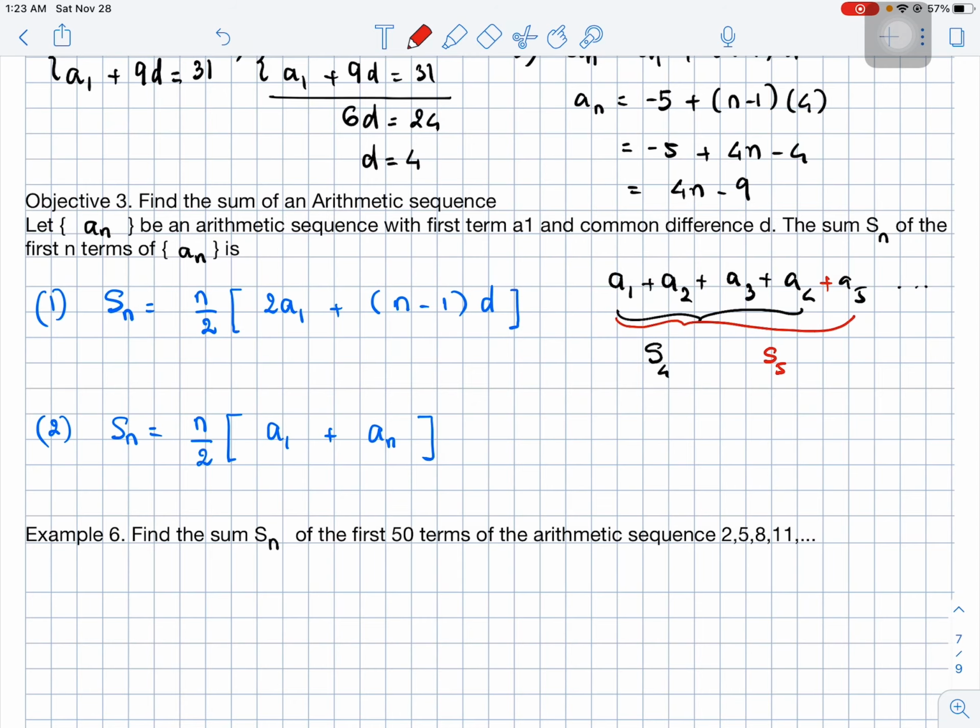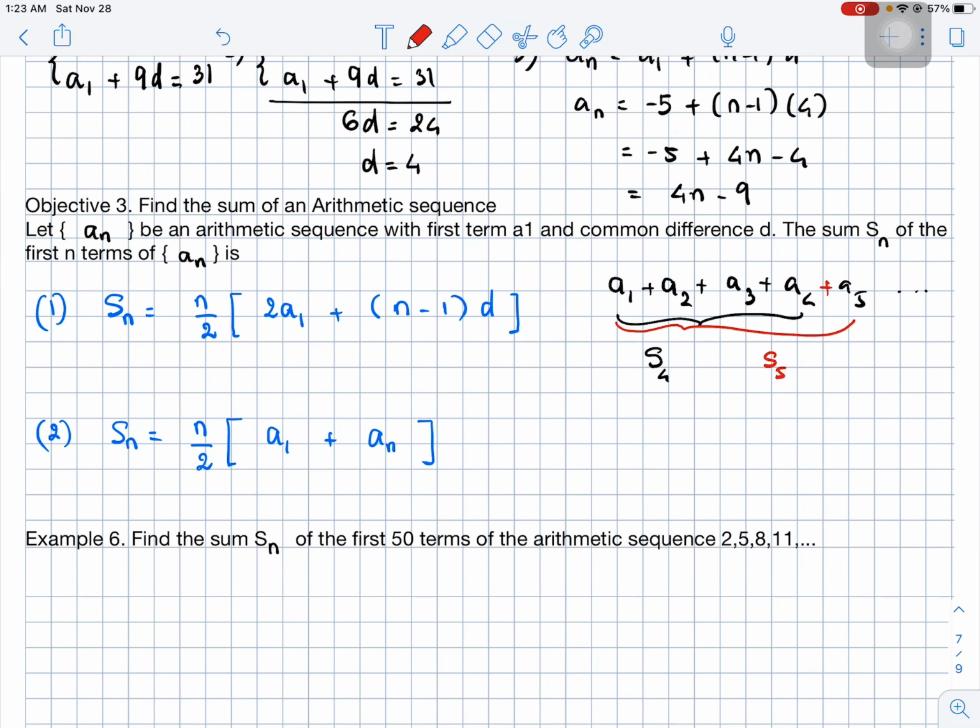We have two formulas to use. If we want to use the first formula, the n will be 4 if you want to add 4 terms. And we need to know A1, and we need to know the common difference. If you use the second formula for the 4 terms, then n equals 4. We also need to know the first term and the term number 4. So depending on the situation, we may use formula number 1 or formula number 2.